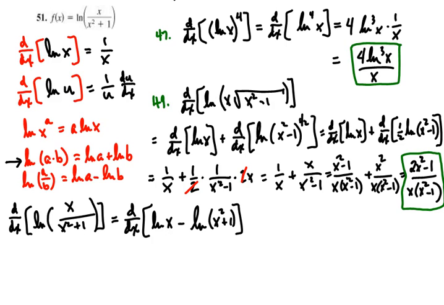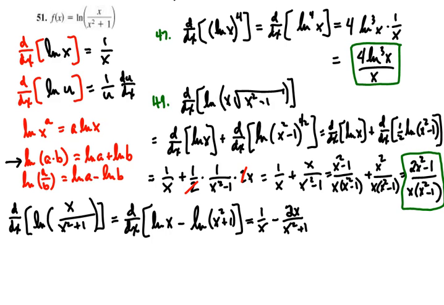And we know how to take the derivative of the natural log of x. That's just 1 over x. And the derivative of the natural log of x squared plus 1 is 1 over x squared plus 1 times the derivative of x squared plus 1, which is 2x. And I'll just go ahead and write that on the top.